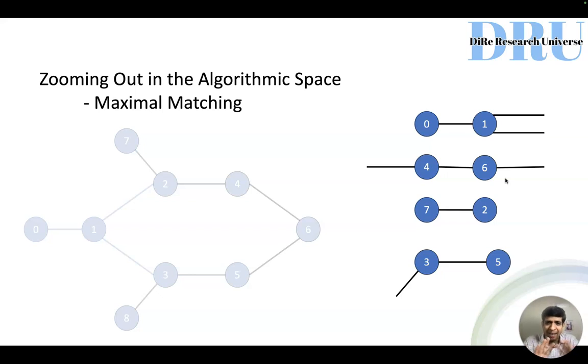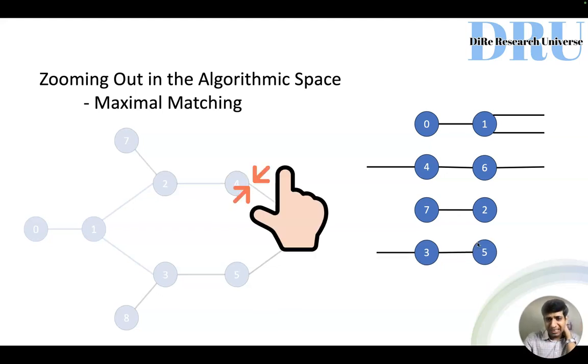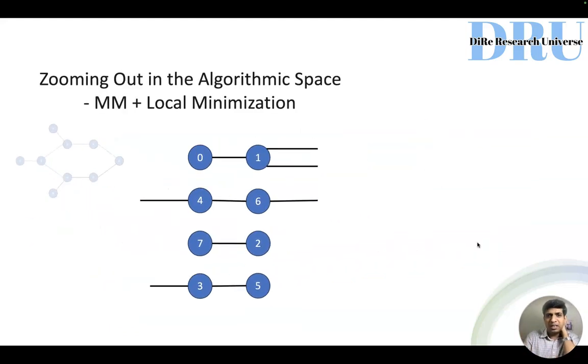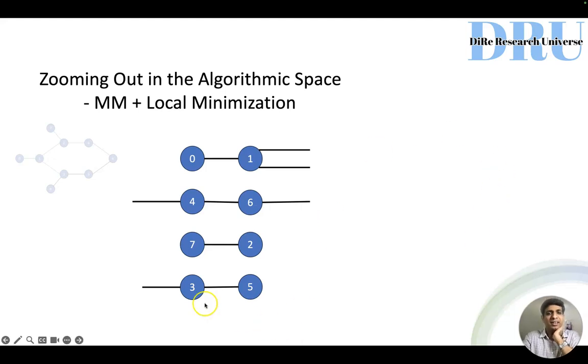However, I'm not happy over here. There's a lot of information on the right hand side set of vertices that can be used to optimize the size of the vertex cover we get. So we zoom out in the algorithmic space to have a local minimization phase, wherein for each row we remove the vertex that may not be needed. How do we select that?